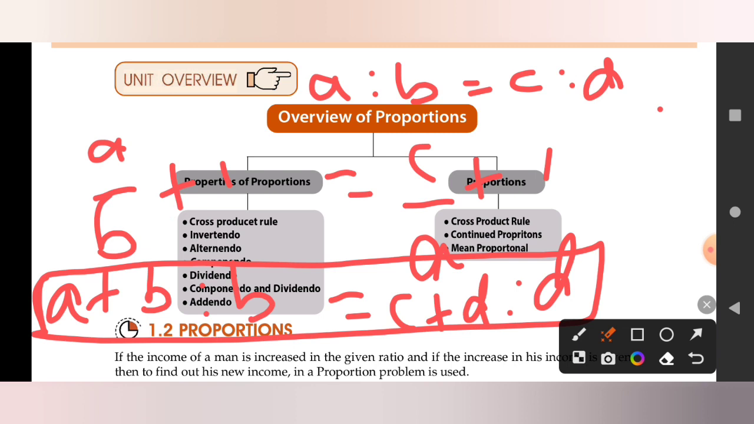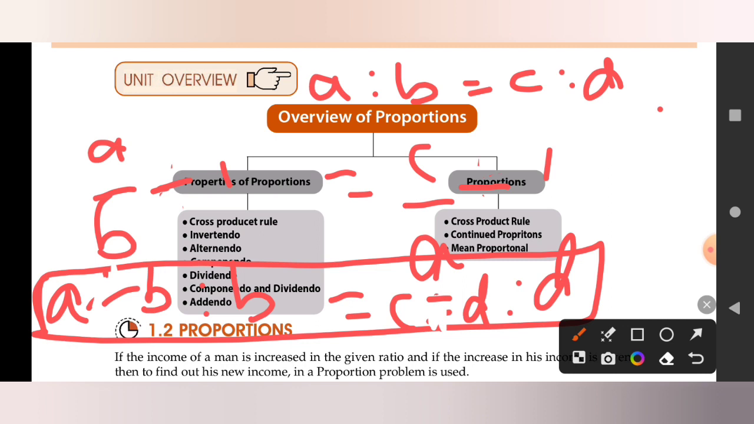Okay, so let me use the eraser over here. So what is dividendo then? Dividendo is subtract 1 from both sides. So this is the ratio, like proportion, that you're going to get. A minus B is to B is equal to C minus D is to D.